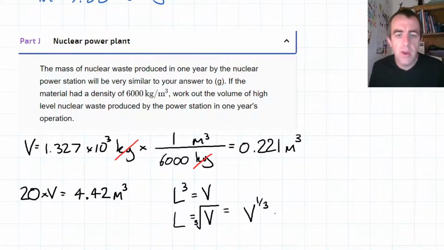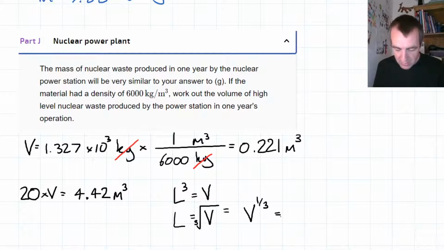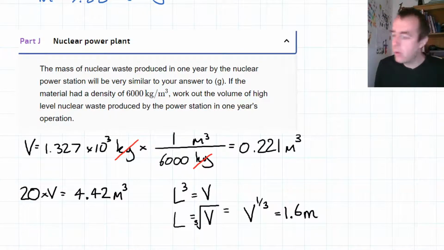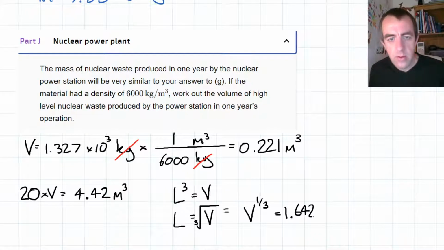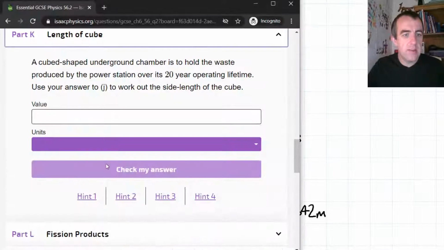So the cube root is the same as power of a third. I can do that on my calculator. So that's 1 divided by 3 and raise that as the power. And that gives me 1.6, roughly, or 1.642 meters. That's the length. So let's try that out. 1.6.